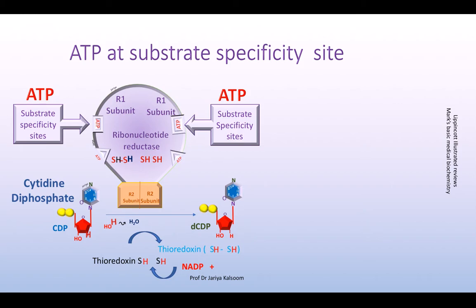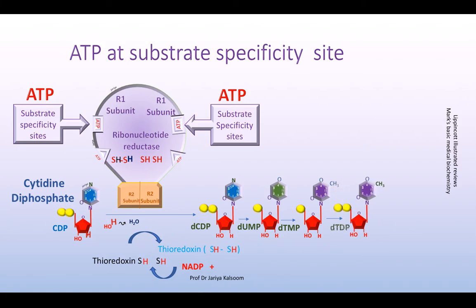Now DCDP, if it loses this nitrogen at the top and this nitrogen is replaced by the oxygen, it is going to be converted to DUDP, and if it loses one phosphate, it is going to be converted to DUMP. Now again, this is the significant molecule which can acquire a methyl group, and after acquiring the methyl group, it is converted to DTMP. DTMP, after acquiring phosphates, can be converted to DTDP and DTTP. So DTTP is going to accumulate.